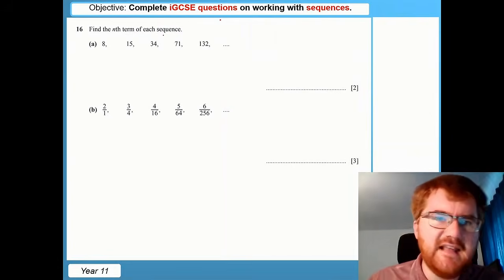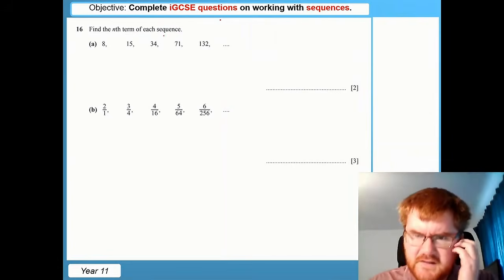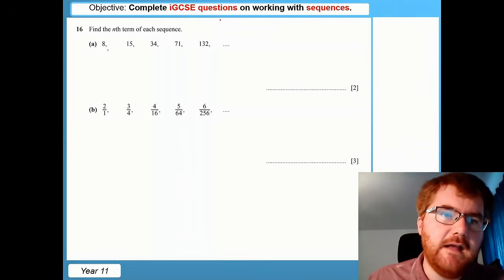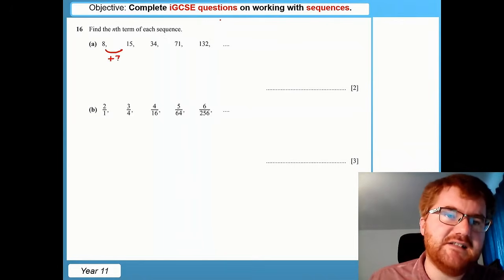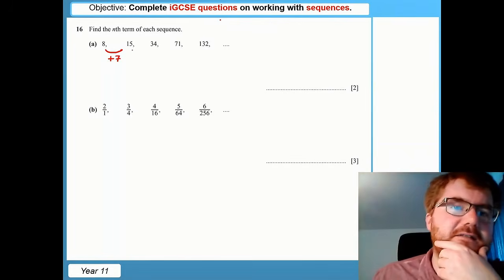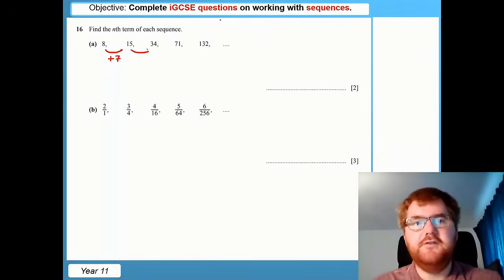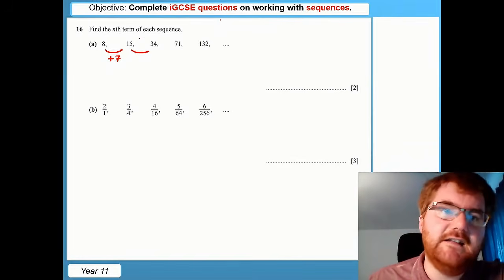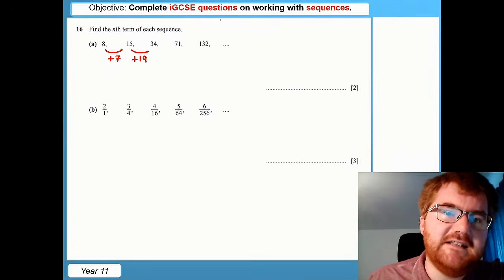So here we want to find the nth term of each sequence. This is towards the end of the paper. Again, we always look at that difference. So here we've got a plus 7. And see the differences get a little bit tricky here. So if you need to use a calculator at any point, that is absolutely fine. So here we're going to have a plus 19.